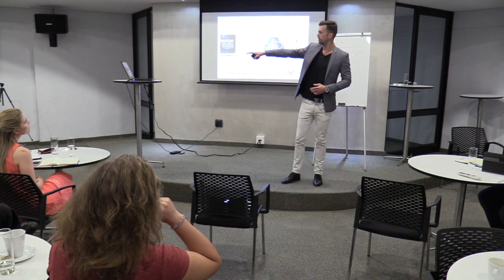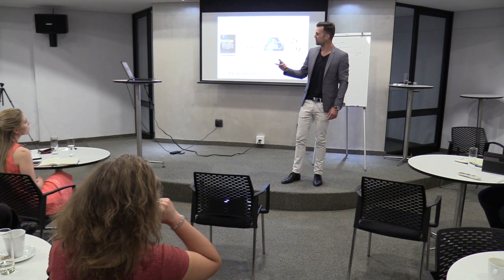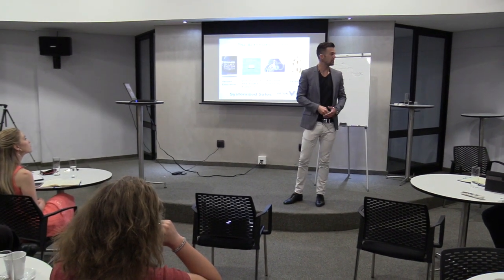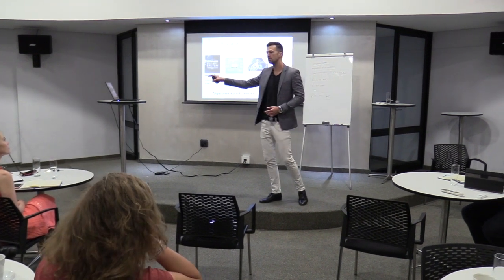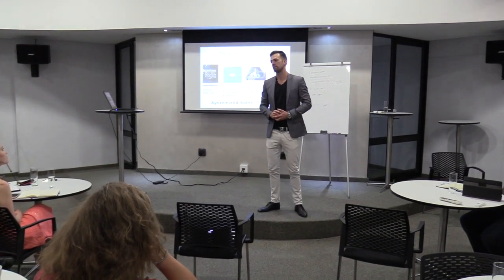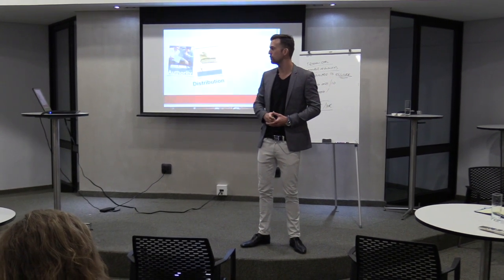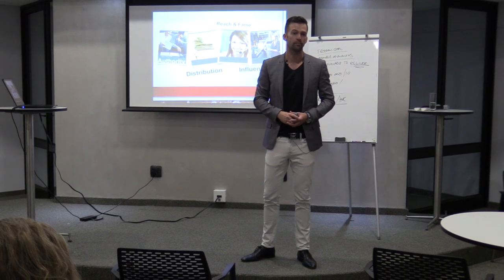So what have we got here? Look at the automated income system: valued education, distributed to the right audience, automated follow-up, and sales. That's it. That's as simple as it is. Get the right pieces in the right places, and you'll have success. Okay? You'll have the authority, the distribution, the reach, the fame, and the influence.